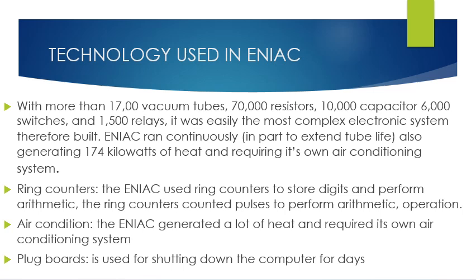With more than 17,000 vacuum tubes, 70,000 resistors, 10,000 capacitors, 6,000 switches and 1,500 relays, it was easily the most complex electronic system. Therefore, ENIAC ran continuously to extend tube life, generating 174 kilowatts of heat and requiring its own air conditioning system due to the huge capacity of those components.